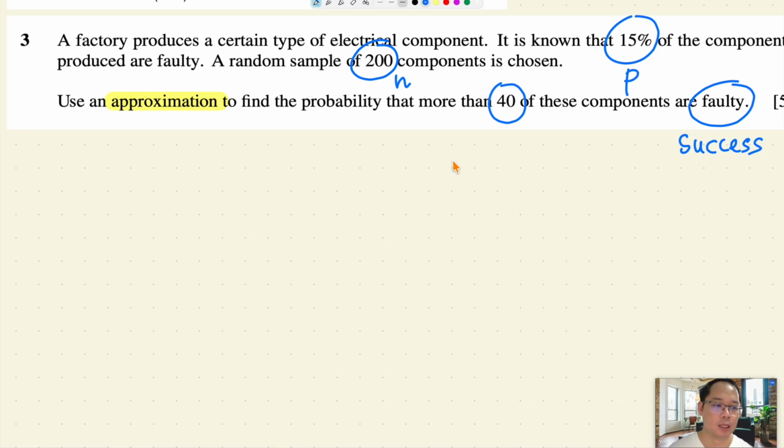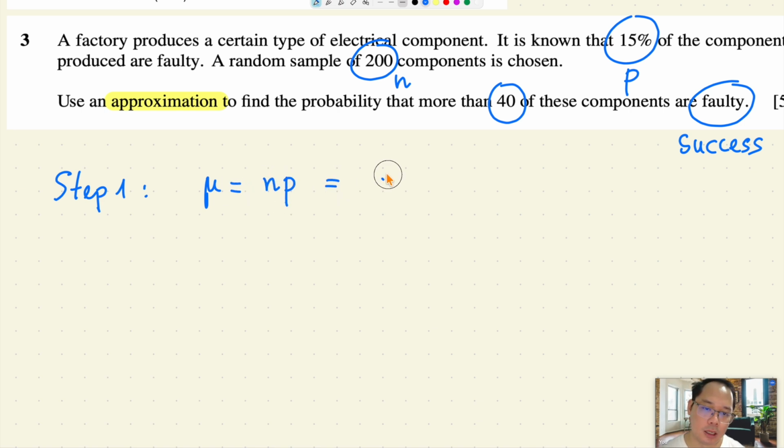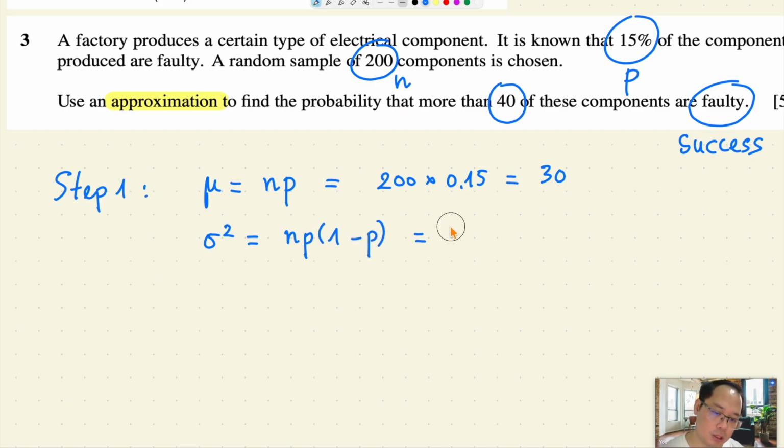Okay, so to do the normal approximation, we follow these steps. Step 1, calculate the mean and standard deviation. The mean is the sample size n multiplied by the probability. The n is 200 and the probability is 0.15. The mean is 30. Secondly, the variance, sigma squared, is np times 1 minus p, which is the mean 30 multiplied by 1 minus 0.15, 0.85.